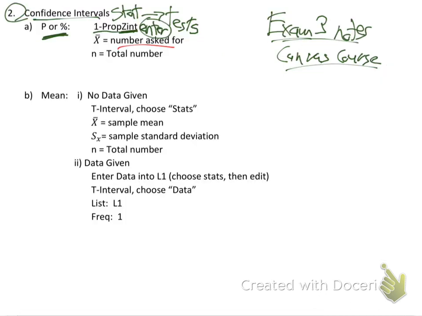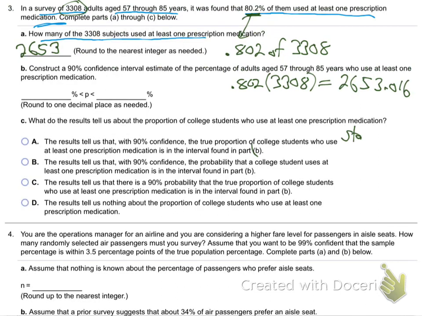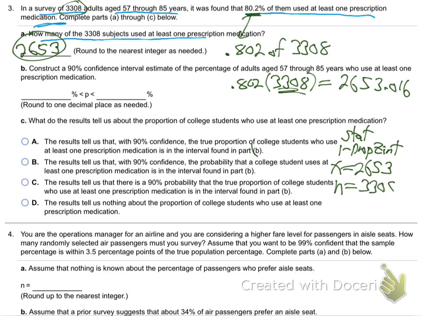So we know how to do that. Let's go back to it. 1 proportion Z goes stats. 1 proportion Z interval. And we choose X to be the number, which would be the 2653. And what else do we have here? We have N, and N will be how many total? 3,308. Remember, N is always the total number in the study.